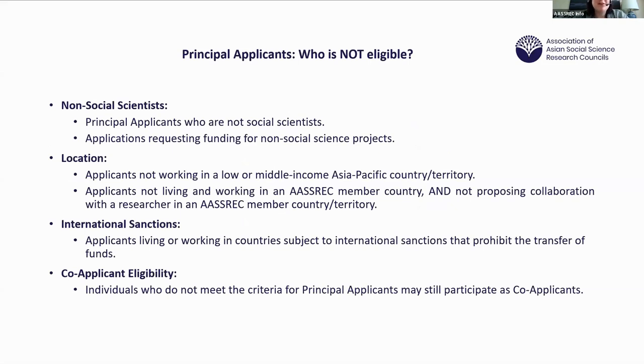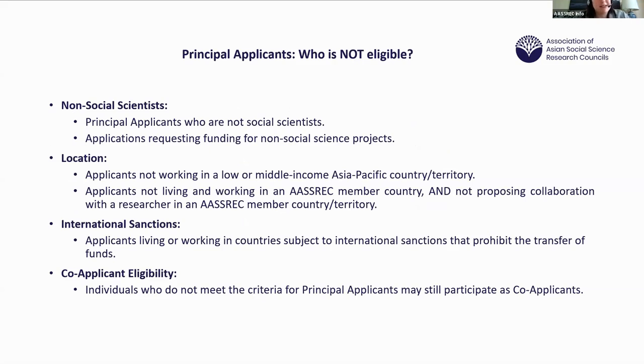So in terms of who is not eligible, if the principal applicant is not a social scientist, then they won't be eligible for the grant. And the other thing is that we need to make sure that the actual project that you're proposing is a social science project. So if it's not a social science project, for example, it's an engineering project, it will not be eligible.